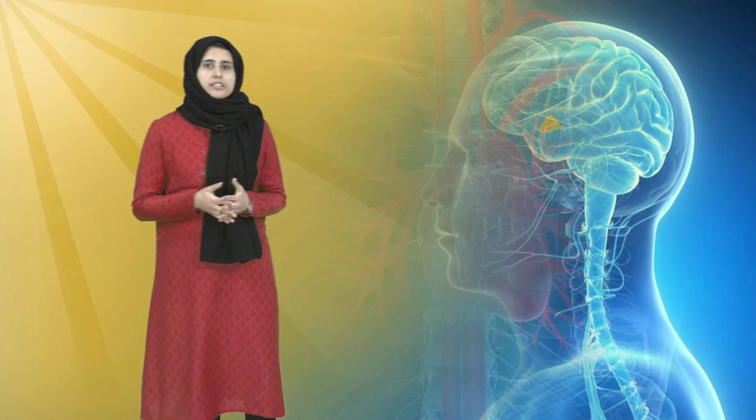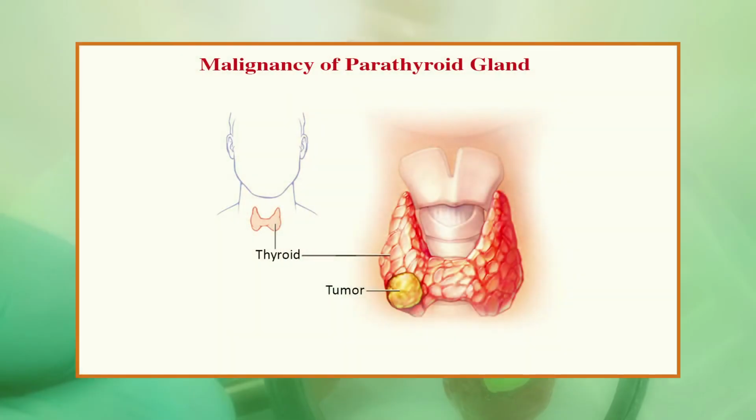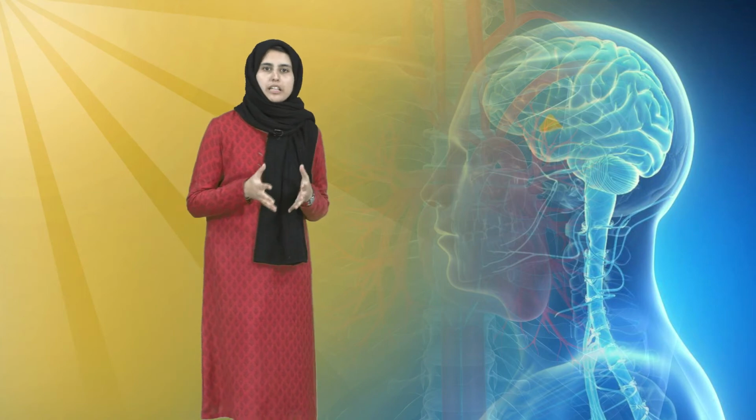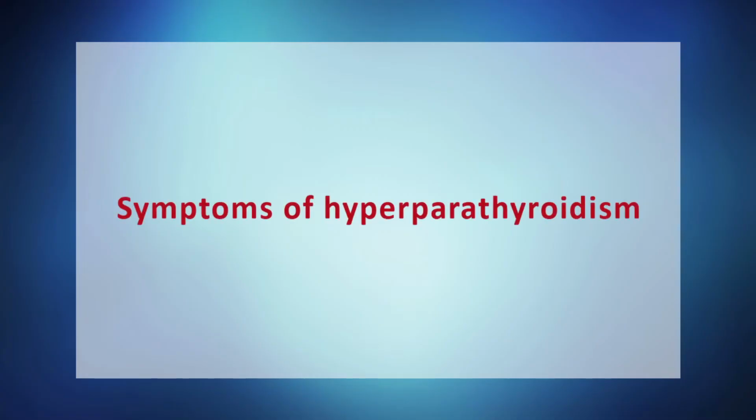Now, neoplastic chief cells are not inhibited by high calcium, and consequently, parathyroid hormone secretion is unregulated. Malignant tumors of the parathyroid gland are very rare, but they can be associated with other endocrine tumors in multiple endocrine neoplasia syndromes. Now, we will discuss the main investigations of hyperparathyroidism.